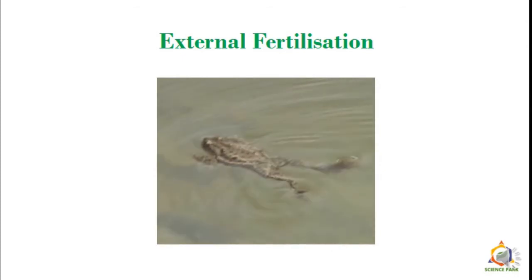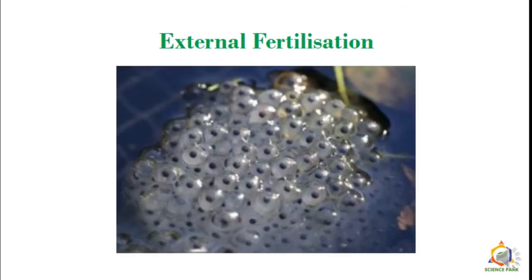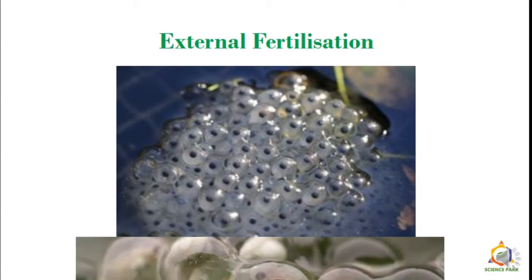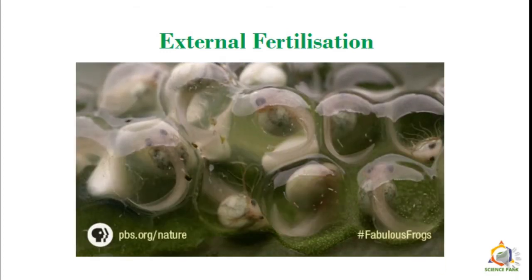Now, these eggs are not covered as in a hen's egg. So it looks like a layer of jelly which holds the eggs together and provides protection to the eggs. Once these eggs are laid, the male deposits sperms over them, resulting in fertilization, and small tadpoles are formed inside. This is called external fertilization. It is very common in fish, frogs, starfish, etc.